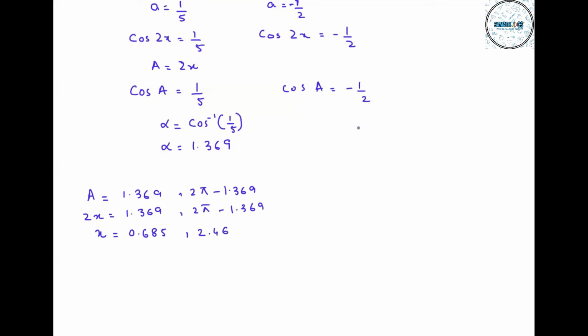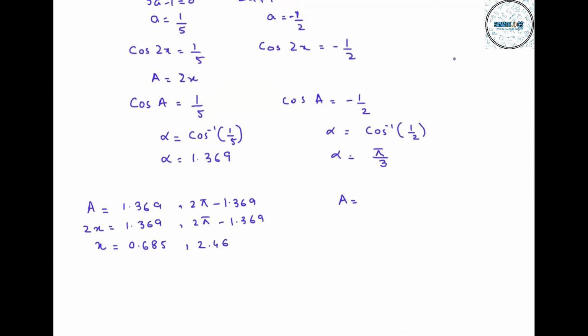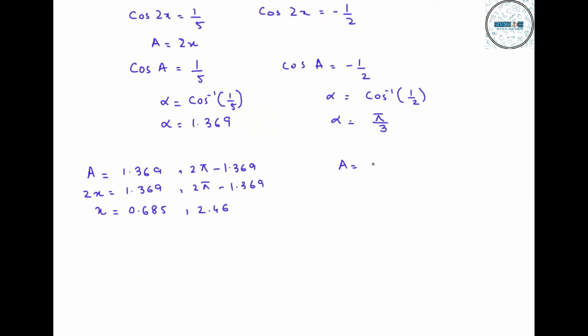For this one, alpha is equal to cos inverse of 1 upon 2. So alpha is equal to pi upon 3. A is equal to, as cos is negative, we have to consider second and third quadrant. So for second quadrant, it will be pi minus pi upon 3. And for third quadrant, it will be pi plus pi upon 3.